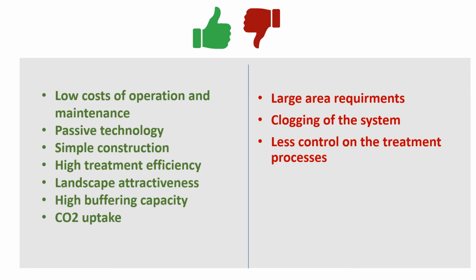What are the advantages of constructed wetlands? Constructed wetlands have low costs of operation and maintenance, especially if compared with cost of conventional technologies. It is a passive technology with no or very low energy input. Their construction is simple and easy, and it can be done by local companies. The systems have a high buffering capacity. That means that they can quickly adapt to fluctuations in pollutant concentrations and hydraulic loadings. So they are an appropriate solution for vacation homes and touristic areas.